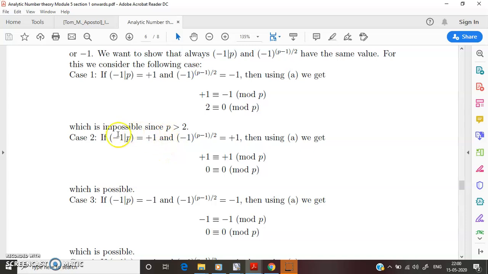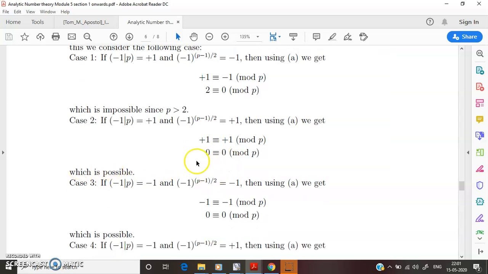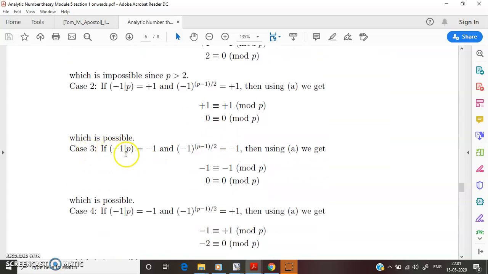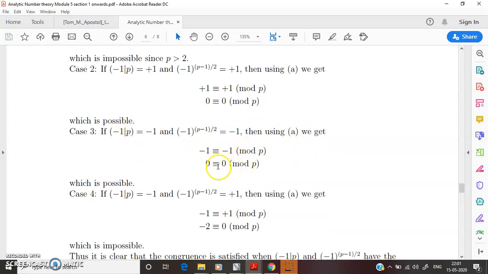Next we take minus 1 over p as 1 and minus 1 raised to (p minus 1) by 2 as plus 1, both having the value plus 1. Then we get 1 is congruent to 1 mod p, which is 0 congruent to 0 mod p, which is possible. Next we take minus 1 over p as minus 1 and minus 1 raised to (p minus 1) by 2 as minus 1, both the same values. In this case also we get 0 equal to 0 mod p, which is also possible.